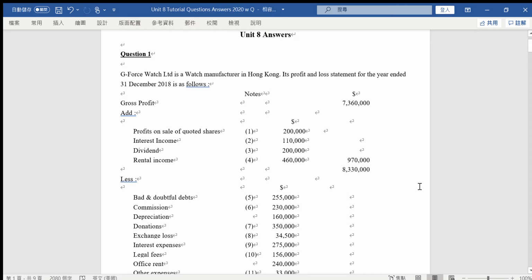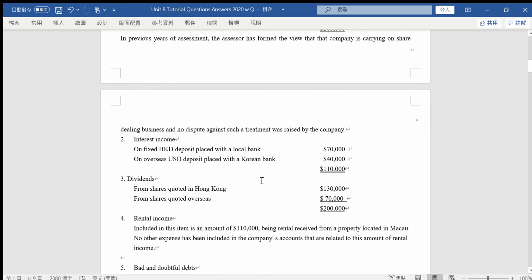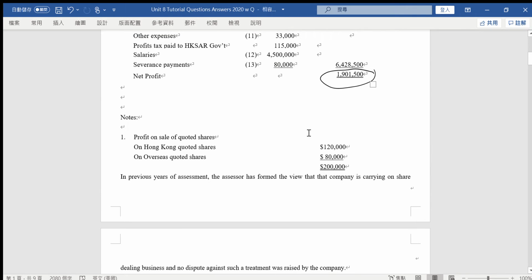Now we will go through each of the items one by one before we work out the answer. The question mentions that the company has profit on quoted shares related to this $200,000. Now we look at each of them one by one. The first one is about this quoted share.